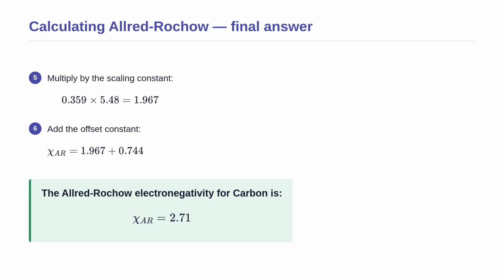Continuing our calculation, we must now scale this raw physical value to match the traditional chemical scale. We multiply our force factor of 5.48 by the scaling constant 0.359, which yields 1.967. Finally, we add the offset constant of 0.744. This gives a final calculated electronegativity of approximately 2.71. This matches closely with carbon's accepted Pauling value of 2.55, confirming that carbon has a moderate but significant pull on shared electrons in a bond.